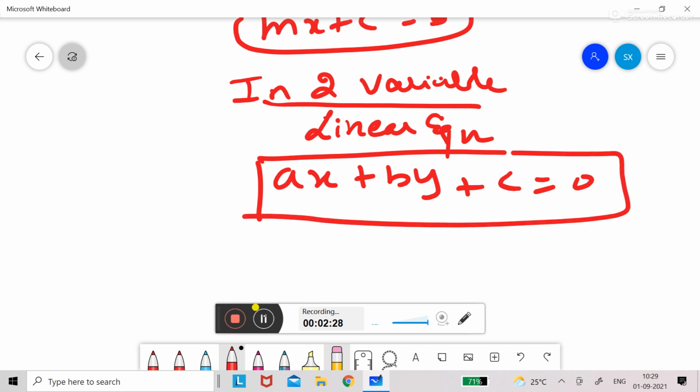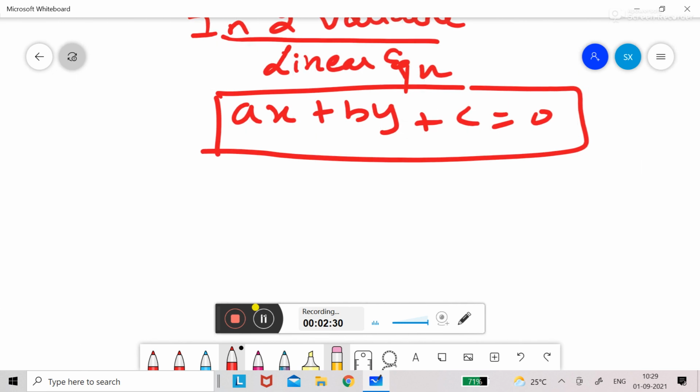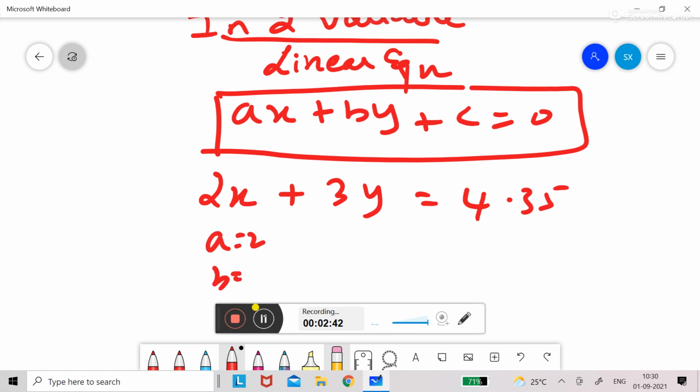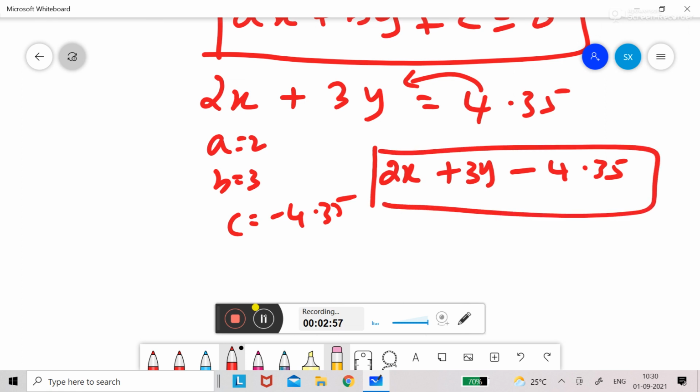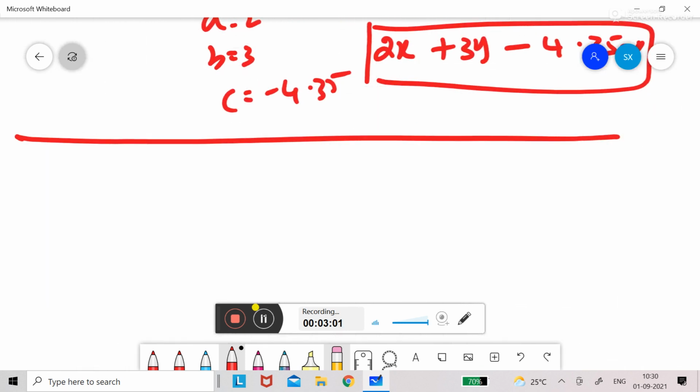Okay, yesterday we studied that. In that they are giving different equations. You should make it standard and write what is a, what is b, what is c. For example, yesterday we did 2x plus 3y is equal to 4.35. So a is 2, b is 3. But if it is not in a standard form, you should make it in a standard form: 2x plus 3y minus 4.35. So c will become minus 4.35. Remember that. So make a standard equation equal to 0, and then write what is a, what is b, and what is c.